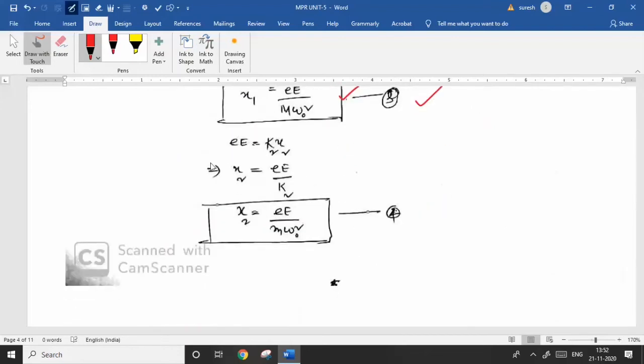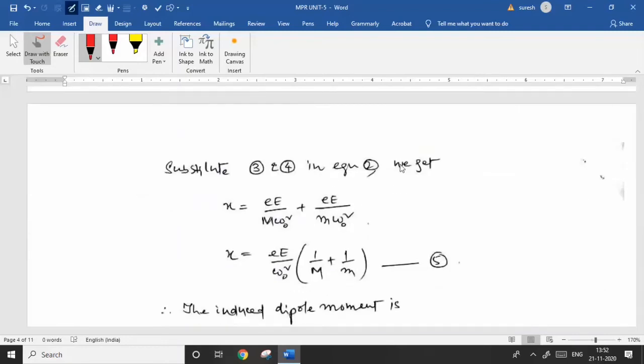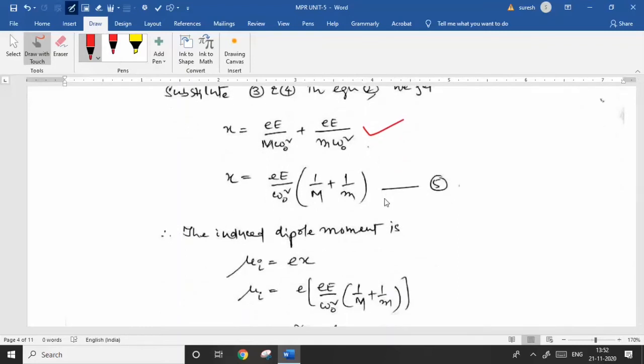Now, similarly, eE is equal to K2x2. From this, x2 is equal to eE by K2, and x2 is equal to eE by small m omega naught square. This I can call equation 4. Now take equation 3 and equation 4 and substitute in equation 2. We get x is equal to eE by capital M omega naught square plus eE by small m omega naught square. Taking one term common in both fractions, x is equal to eE by omega naught square into 1 by capital M plus 1 by small m. I can call it equation 5.